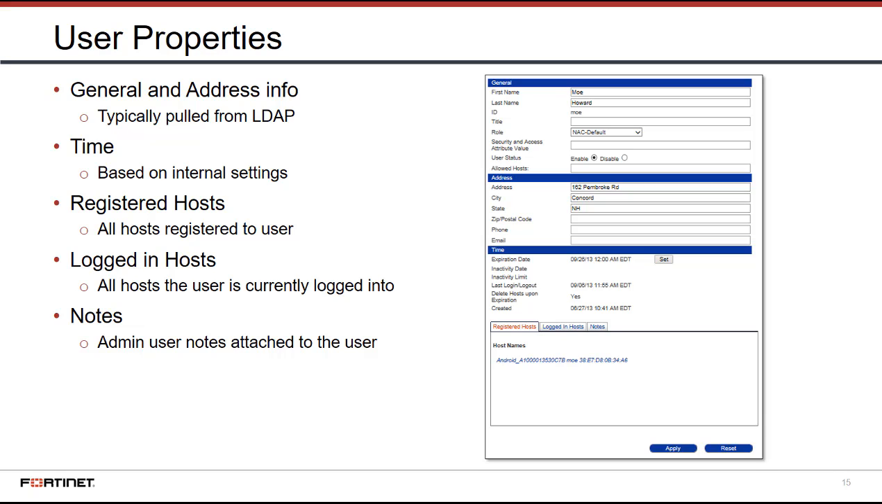And the next tab is the logged in hosts. That's any host that this user is being tracked as logged in on, not necessarily a host the user owns. It could be a corporate asset that the user is logged in on. Those as well would be links that will bring us to those host properties. And there's a note field that we can configure if you want to have information for a different administrative user or just to remind yourself at a later time.